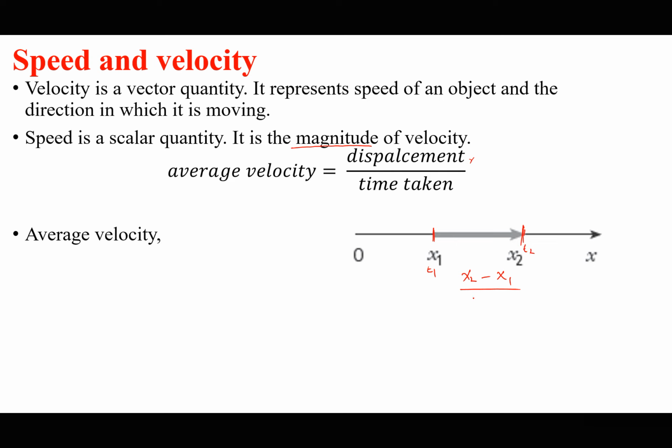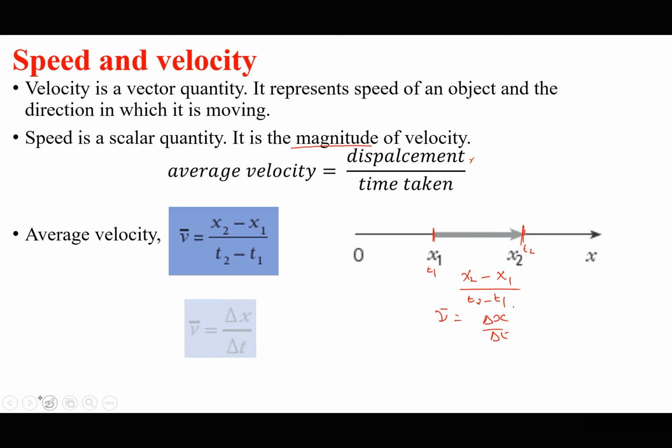So the change in time here is going to be t2 minus t1. So the average velocity is going to be the change in displacement over the change in time. So average velocity is going to be x2 minus x1 over t2 minus t1. We just get the final position minus the initial position divided by the total time between the two positions. So that's why we say we don't mind about the direction.